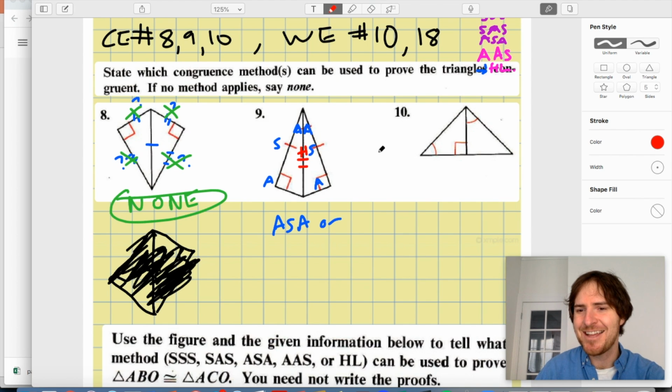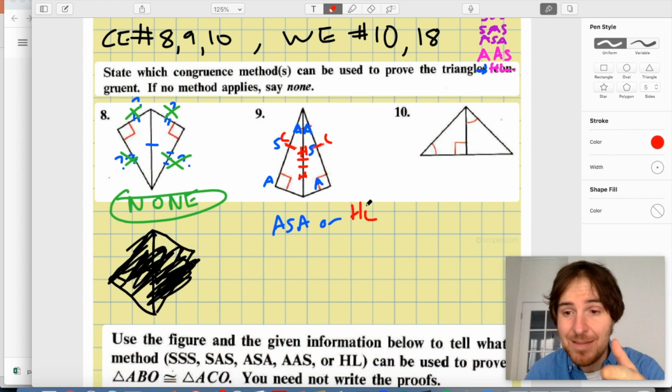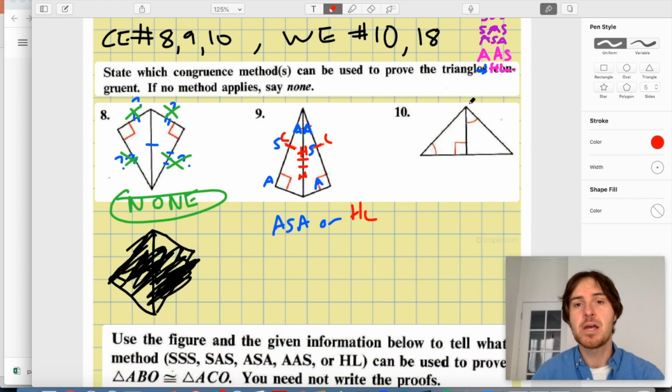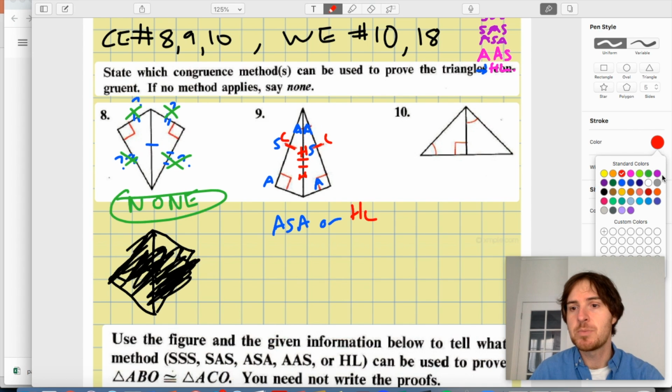Hypotenuse, right? This one's the same hypotenuse as that one. And we have the legs are also congruent to one another. So this one's also HL. Okay, so these are quick problems, right? Less than a minute each. Just jam through those classroom exercises here, and then you should be good to go.